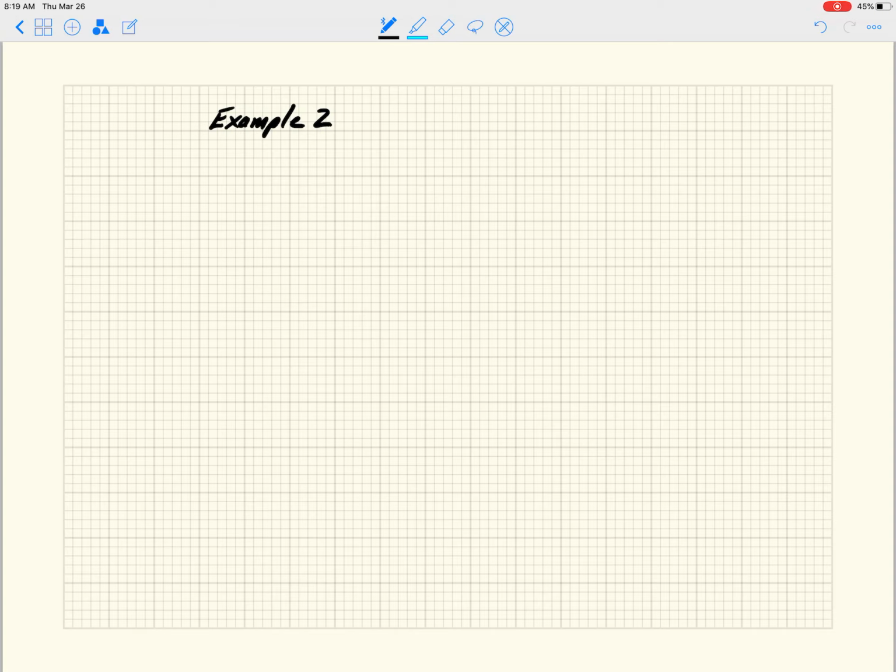So this one we will call, of course, example 2. And let me just call it up here. Okay, so this one's a little bit more complicated. We're going to have an internal release, and then we're going to have another support roller here.